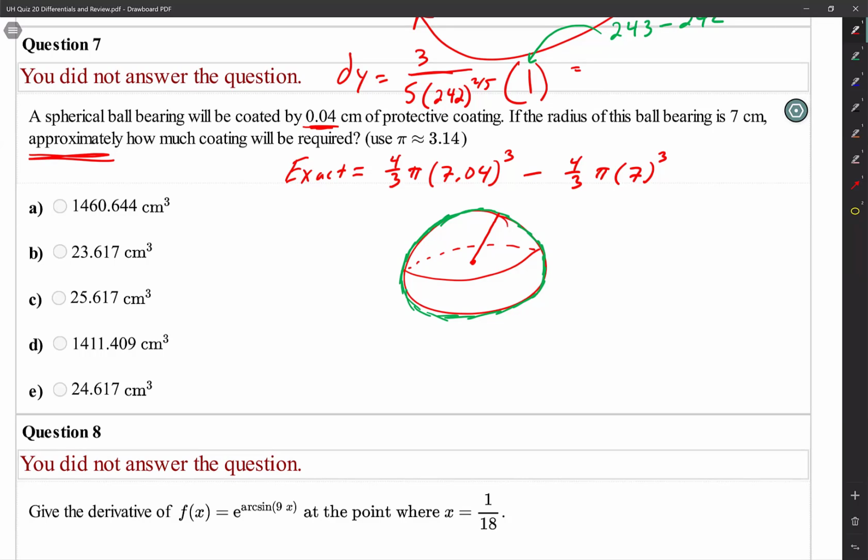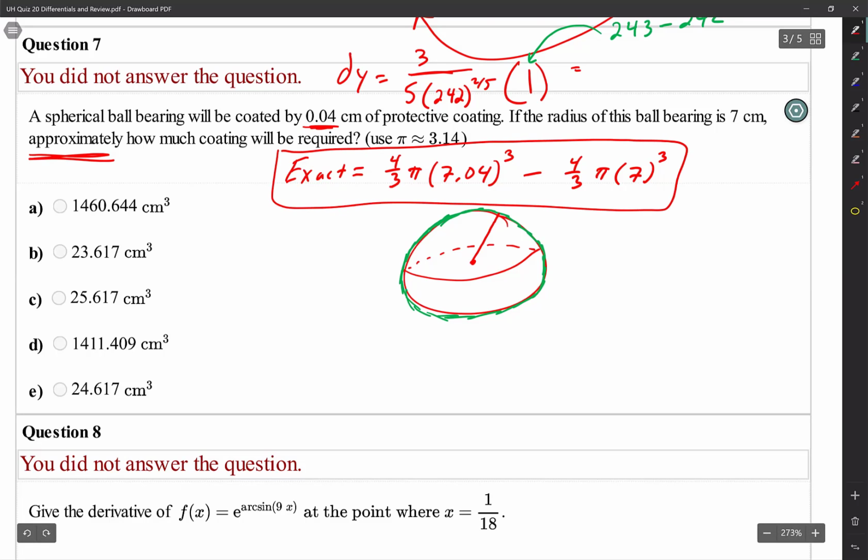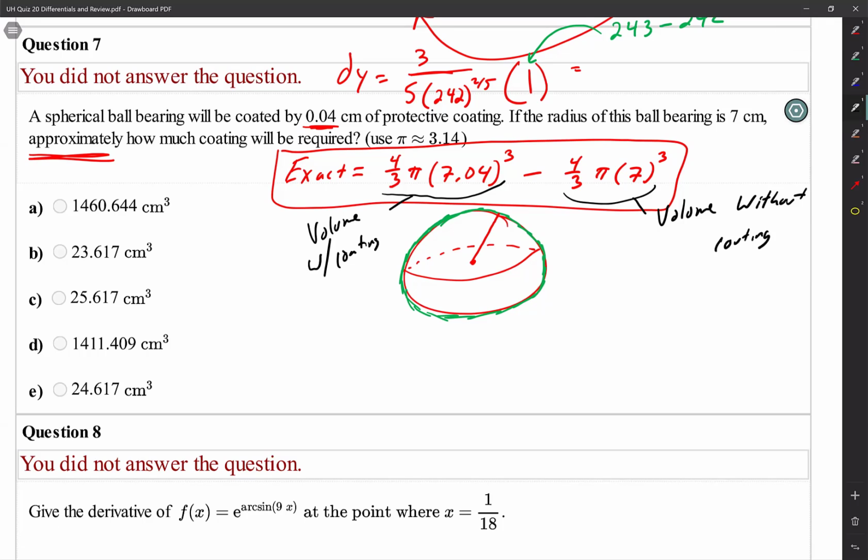So does everyone understand this equation for exact? Be honest with me. Kind of, but not really? Okay, let me see if I can explain it, because this is a tough subject. This is the volume with the coating. This is the volume without the coating. If I subtract them, I'm literally just getting the volume of the coat, because the coating is adding 0.04 to my radius. Does that make sense, Mazuka? Yes. So this is the exact.